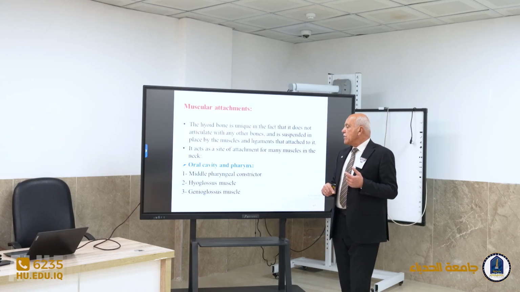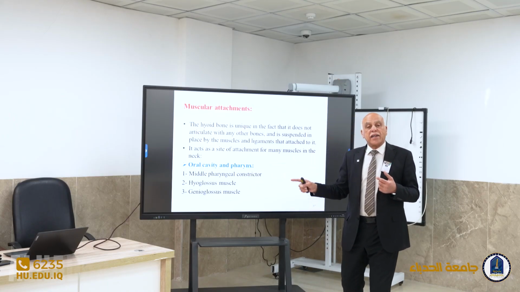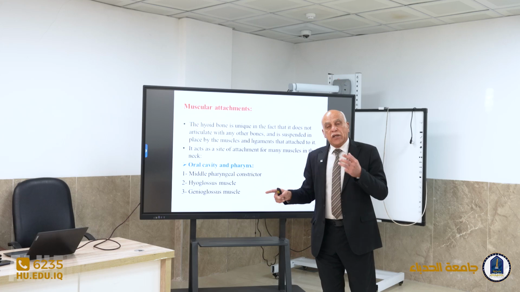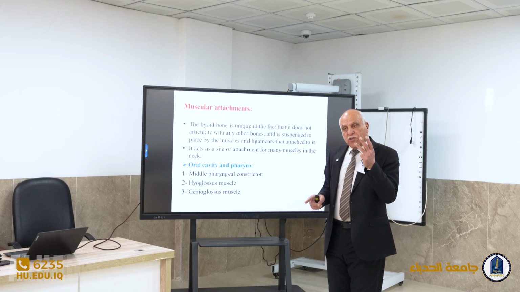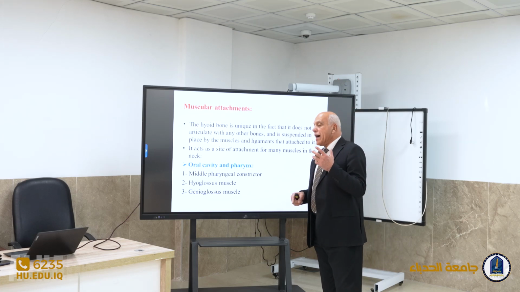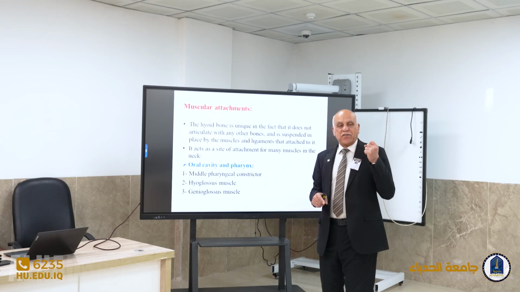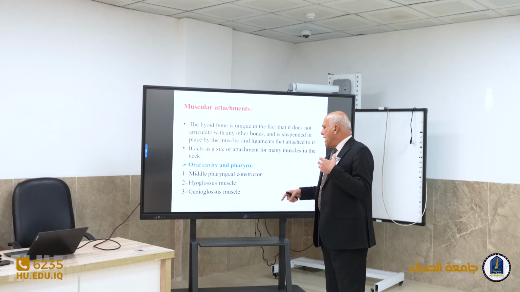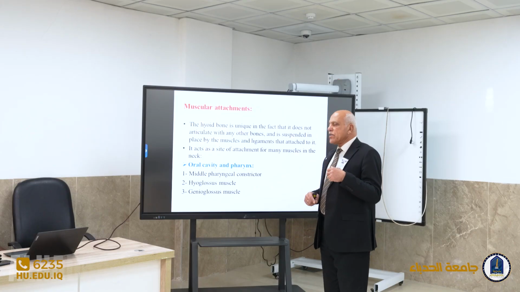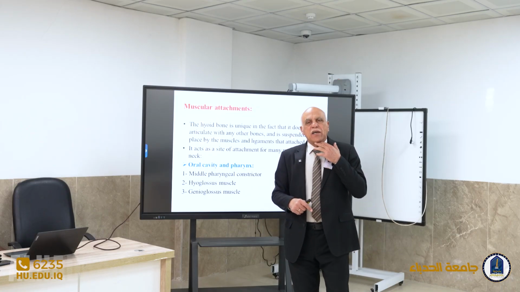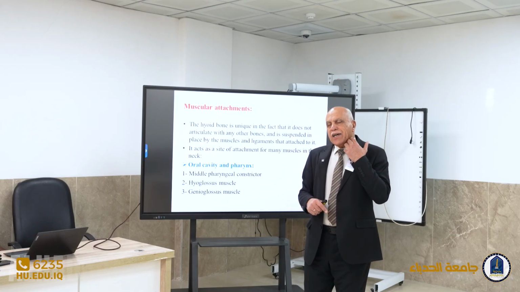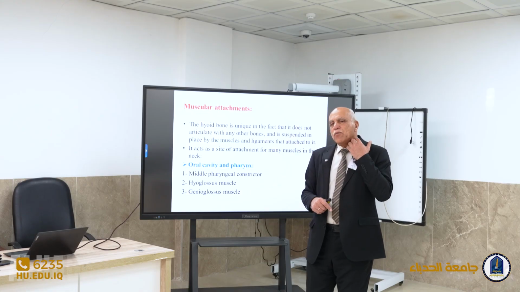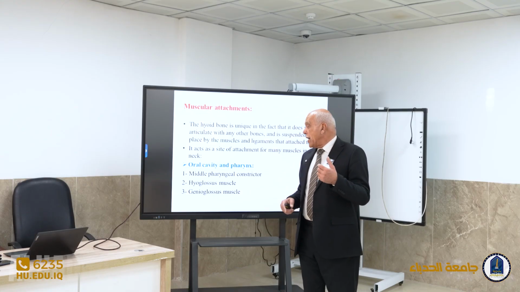Number 1, we have a muscle which is called the middle pharyngeal constrictor muscle. Number 2, a muscle which is called the hyoglossus muscle. Hyoglossus, between the hyoid bone and the tongue. And the third muscle, genioglossus muscle, which is between the genial tubercle and the tongue, and it has some origin from the hyoid bone also.